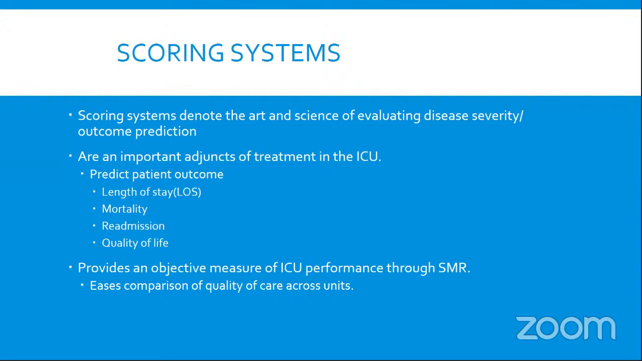But using scoring systems in critical care is about having an objective way of evaluating disease severity and then predicting outcome. I can look at the patient and say the patient is likely to survive, or the patient is unlikely to survive, likely to die. Or this disease is very severe, something has got to be done about it.